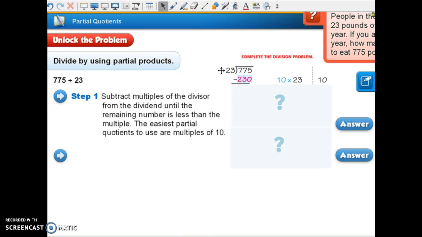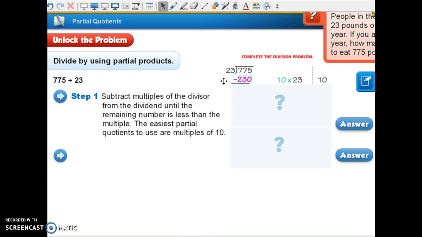The easiest partial quotient to use as multiples is 10. So the easiest thing you can do is take that divisor and multiply it by 10. Why is that the easiest thing? You just add a 0. Boy, that goes clear back to our first day of math this year, practically, doesn't it? Okay, so if I take 10 times 23, I'm going to get 230.